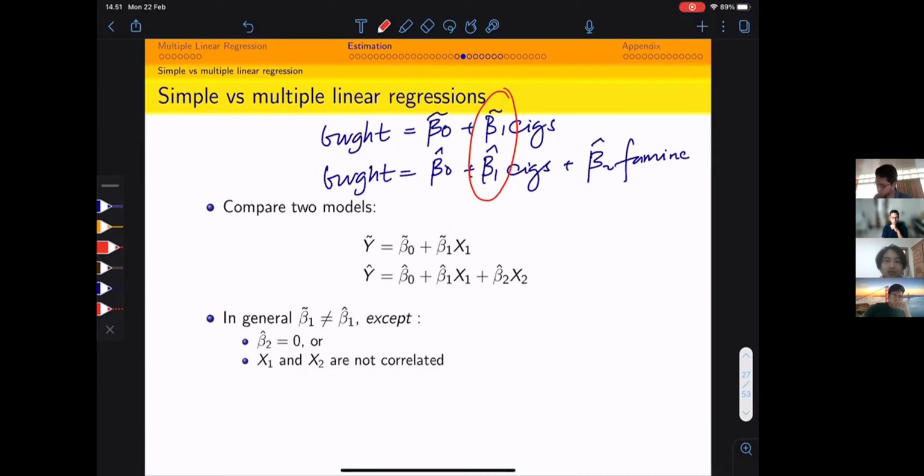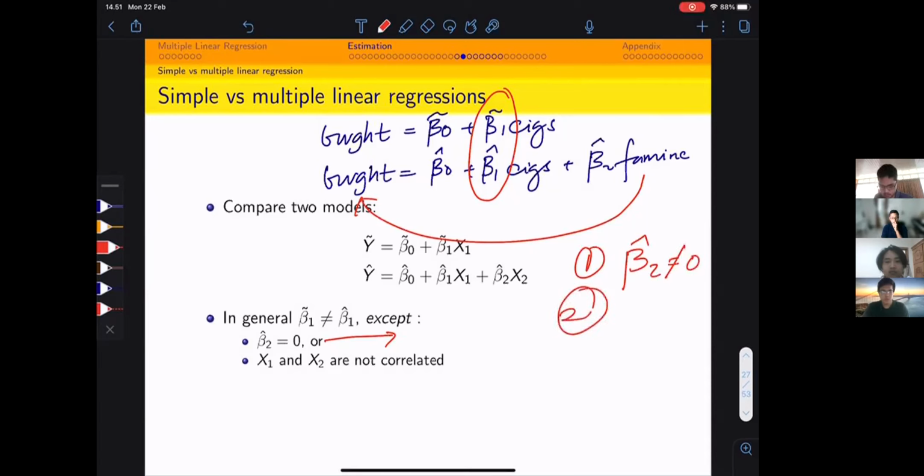So the first thing that we want to establish is whether beta 2 hat is zero or not. In other words, is there a relationship between birth weight and family income? Yes or no? Yes, there is a correlation between family income and birth weight. So basically in this case, beta 2 hat is actually not equal to zero, okay?